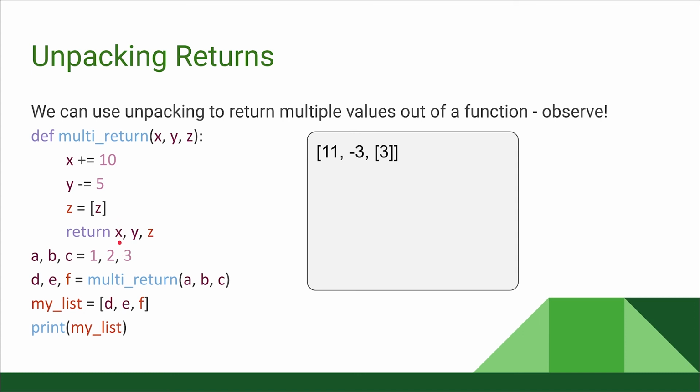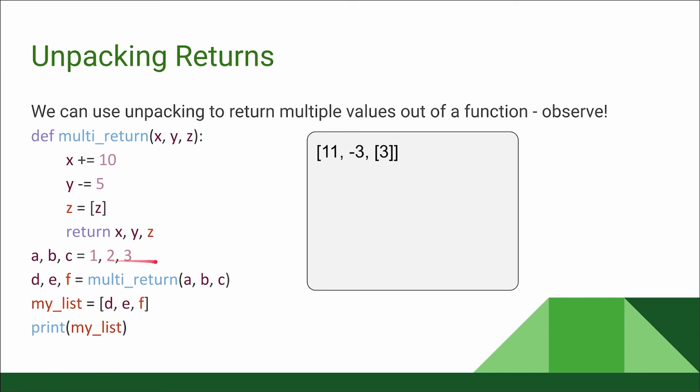So the value in x is going to get saved into d, the value in y is going to get saved into e, the value in z is going to get saved into f. If I pack d, e, and f into my list, and I print my list, let's look at how it changed.